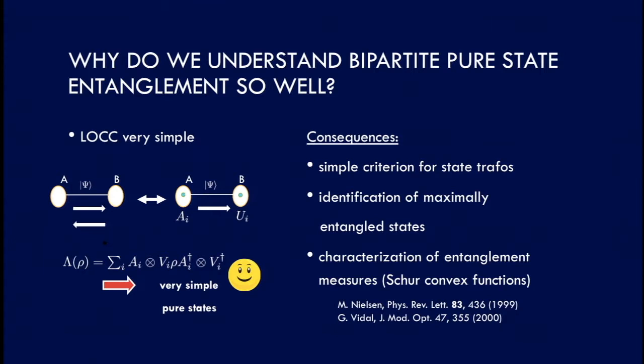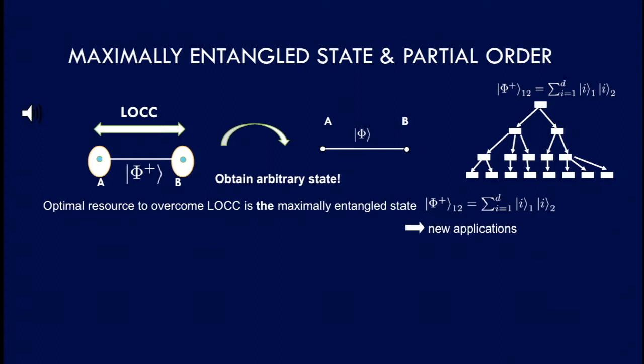Now, I guess that all of you would have answered to the question, what is the optimal bipartite state? So what is the maximally entangled bipartite state? I guess that all of you would have answered either phi plus or any LU equivalent state, to phi plus. Of course, local unitaries do not change the entanglement, so anything that is up to a local basis change is equally entangled. Now, what does this mean?